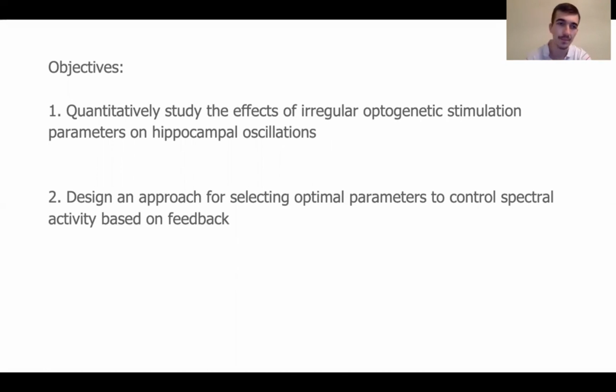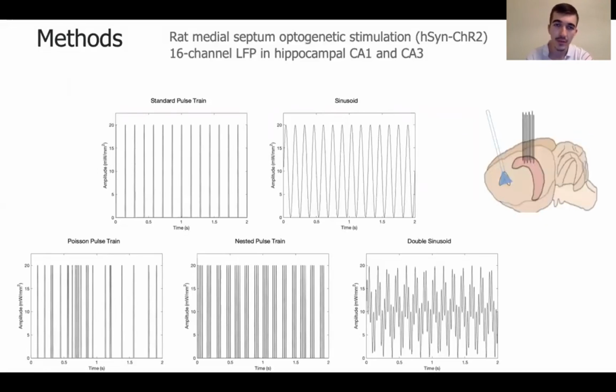activity based on feedback. For our methods, we're stimulating in the medial septum of rats, which is a brain region known to be a key pacemaker of oscillations in the hippocampus. We're stimulating with channelrhodopsin-2, which is excitatory stimulation, and we're using the pan-neuronal hSyn promoter. And meanwhile, we're recording simultaneously from 16 channels across CA1 and CA3 of the hippocampus.